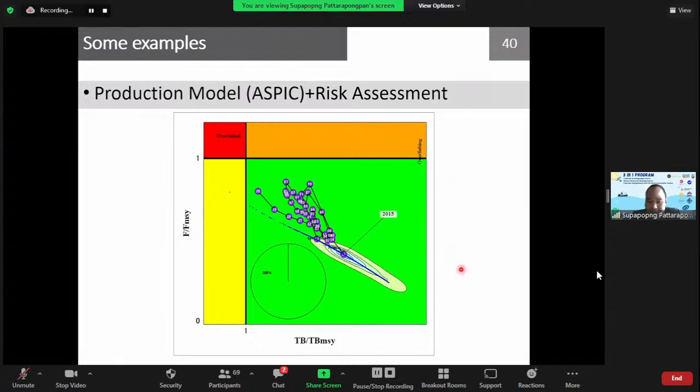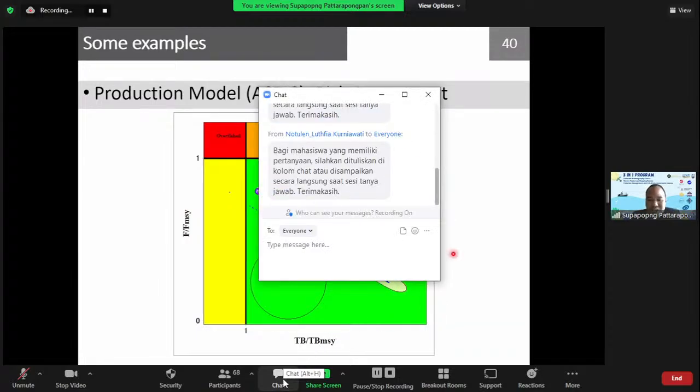So we can see that in the recent year 2015, our Paris ray stock is here. The green indicates that this is a very, very safe zone. And if it goes to the red zone, this is the overfished area, which is a very dangerous situation. So the result indicated that our ray stock is still in a very, very safe zone, even within the 95% confidence interval, still in the green zone here.